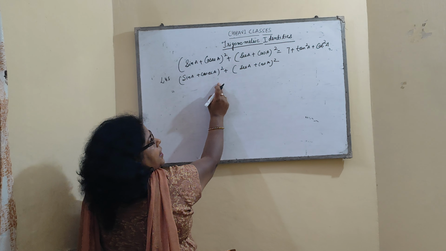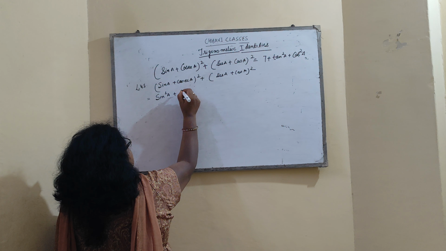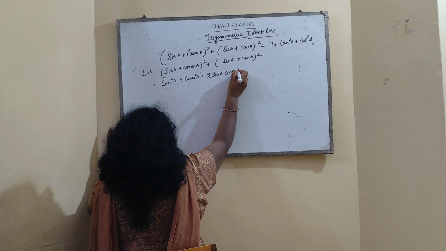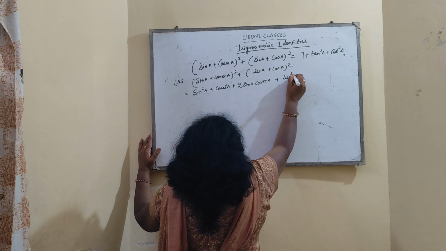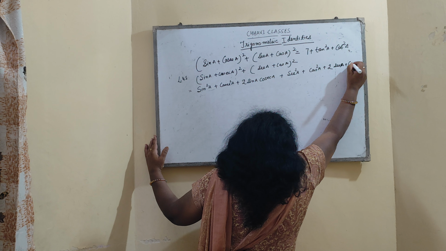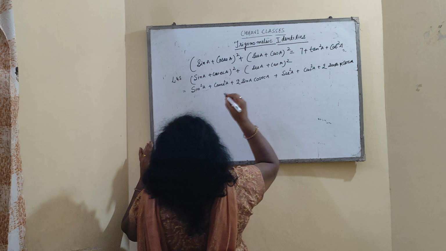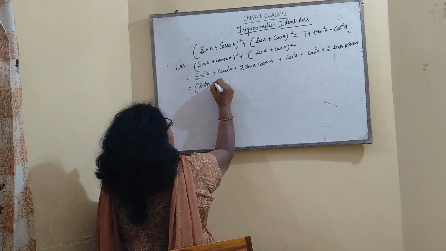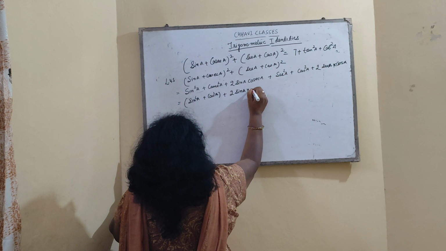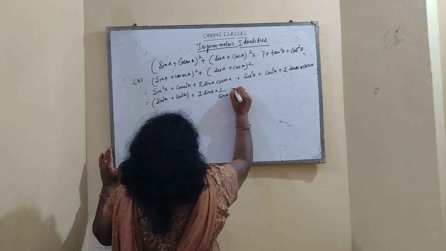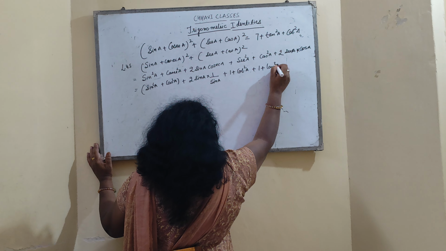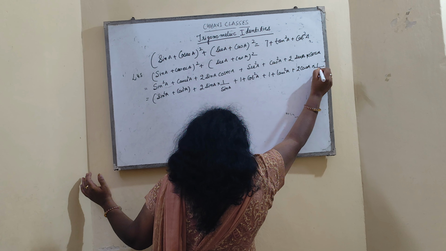In this I will apply the identity (A + B) whole square. So sin square A plus cosec square A plus 2 of sin A cosec A. Similarly, in the second part also I will apply the identity: sec square A plus cos square A plus 2 of sec A into cos A. Now as we know that sin square A plus cos square A is equal to 1, plus 2 into sin A into 1 upon sin A. Cosec square A is 1 plus cot square A, plus sec square A is 1 plus tan square A, plus 2 of cos A into 1 upon cos A.